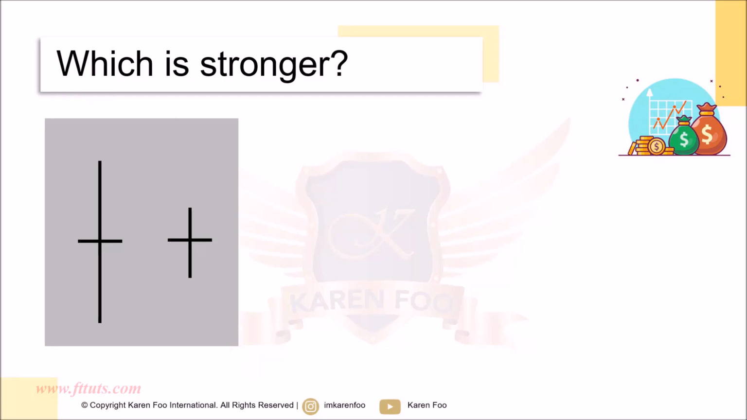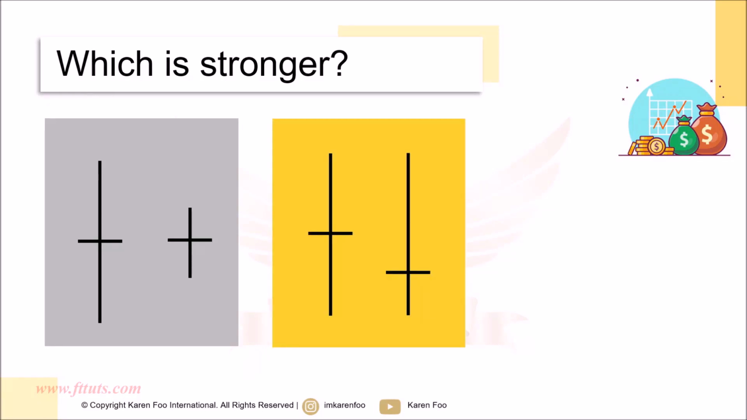So if I ask you, these two patterns, which one is stronger? You can see that the candle size is the same overall. From the high to the low is the same. But the difference is that the upper wick is longer for this one and the lower wick is shorter for this one. Whereas for the first pattern, the upper wick is the same length as the lower wick. So which one is stronger? The answer would be the first one. This pattern will be stronger than this pattern.